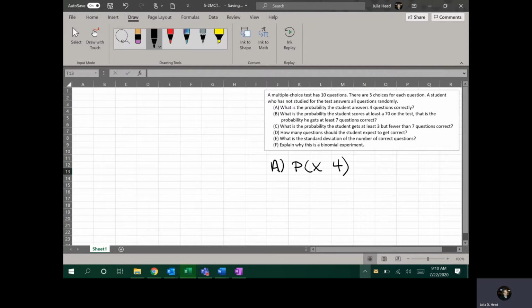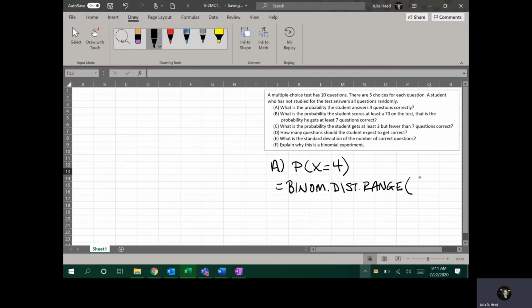Is it equal to 4, less than 4, greater than or equal to 4? In this case, it's equal to 4. Equal to is a very special case. It's the only one that doesn't have a greater than or a less than. And when you see that for binomial questions, we're going to be using the binom.dist.range command. There are other commands, but I would say, generally speaking, this is the easiest.